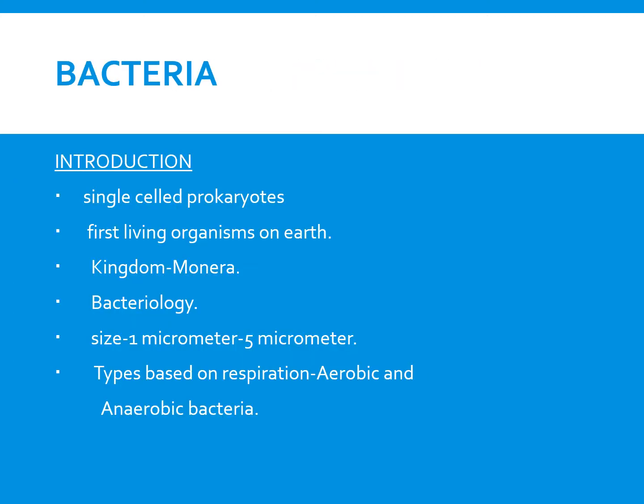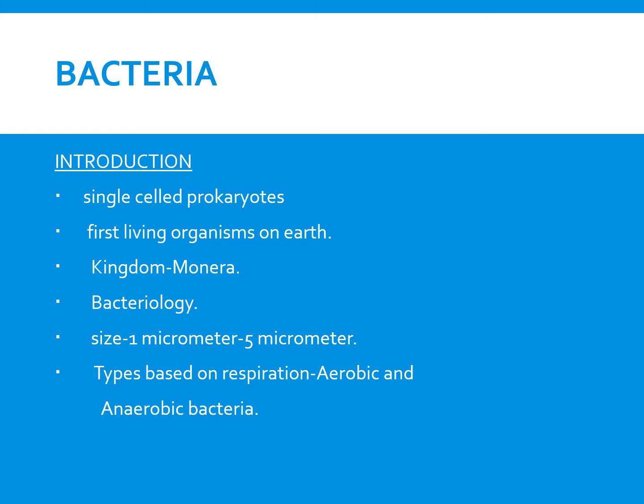The next one, bacteria. Bacterium is singular, bacteria plural. They are single celled prokaryotes. What are prokaryotes? We have studied prokaryotes in cell structure. They are unicellular organisms with nuclear material represented only by the genetic material, with absence of nuclear membrane and nucleolus. There is no well-defined nucleus and cell organelles are absent. So they are prokaryotic in structure.